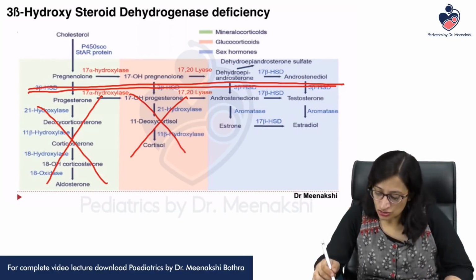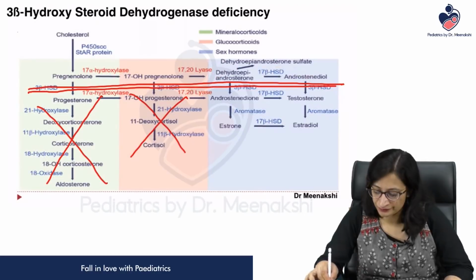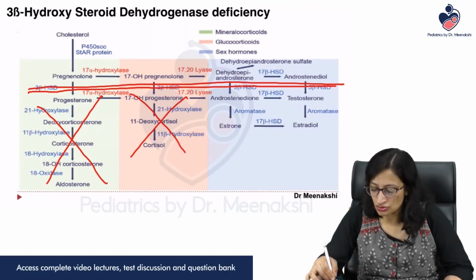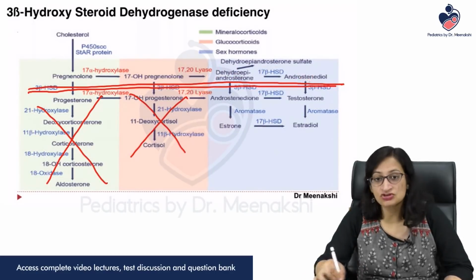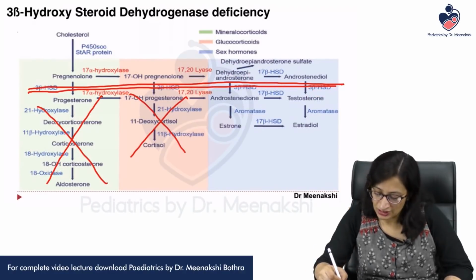Now excess of this DHEA is formed. All these metabolites are shunted to the sex steroid pathway, but that pathway is also not getting completed. But excess of this DHEA, dehydroepiandrosterone, is formed.